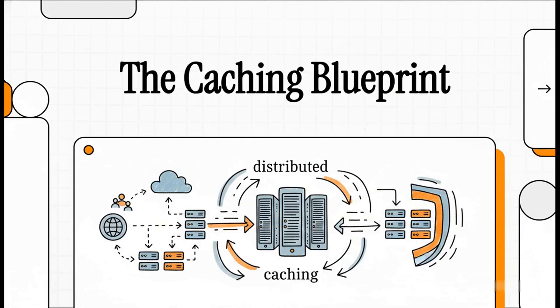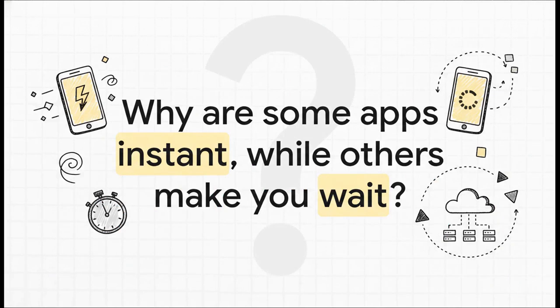Today, we're going to pull back the curtain on the secret sauce that makes the modern internet feel, well, instant. It's all about something called distributed caching, and it's the quiet hero that lets your favorite app serve millions of people without even breaking a sweat. Let's dive in. You've totally felt this, right?